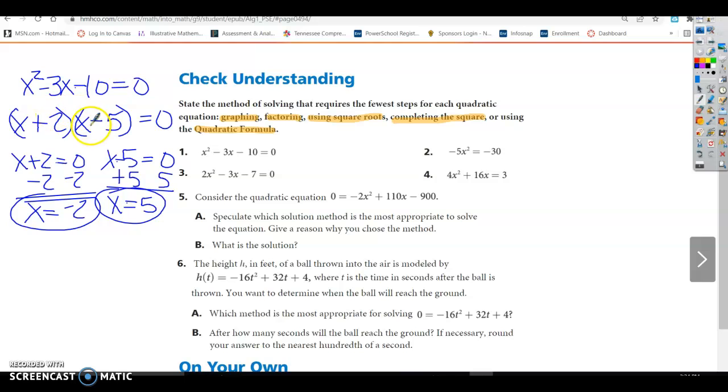Remember too, you can always quickly check and make sure you factored correctly. X times x is x squared. Minus 5x plus 2x is negative 3 in the middle. 2 times negative 5 is negative 10. All right, so those are my 2 solutions for number 1. Let's see, so I'm going to put this would be factoring.